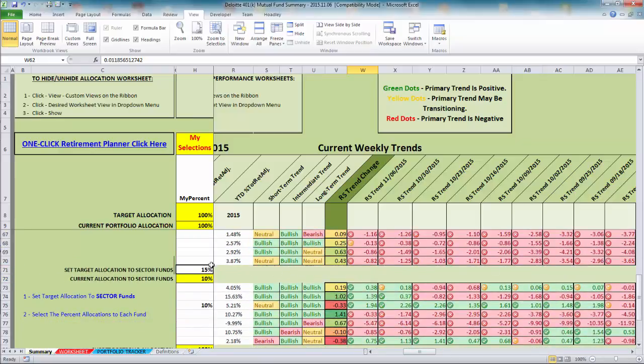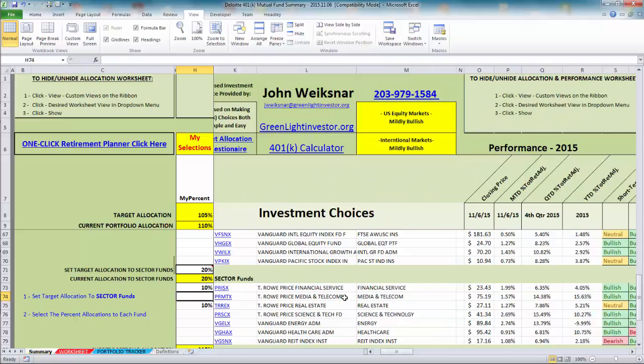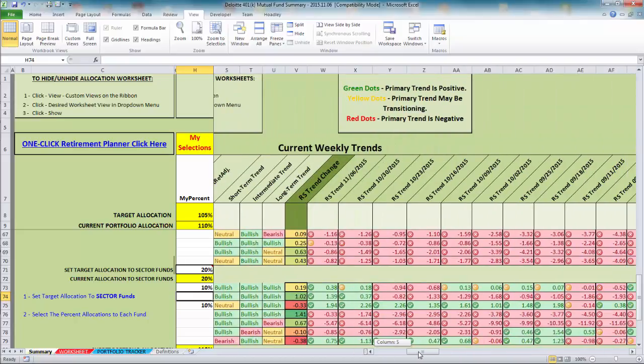And finally, we have a 15% allocation that we'd like to be in the sector funds. We've got a couple of green lights to the right, and we have green lights to the left. And I actually like the financials, so I'm going to go ahead and change my allocation to sector funds to 20% now. And what we're going to do also is move 10% allocation to the U.S. financials. So if we slide this over, we can see that we have the financial service sector. So we'll make that allocation.